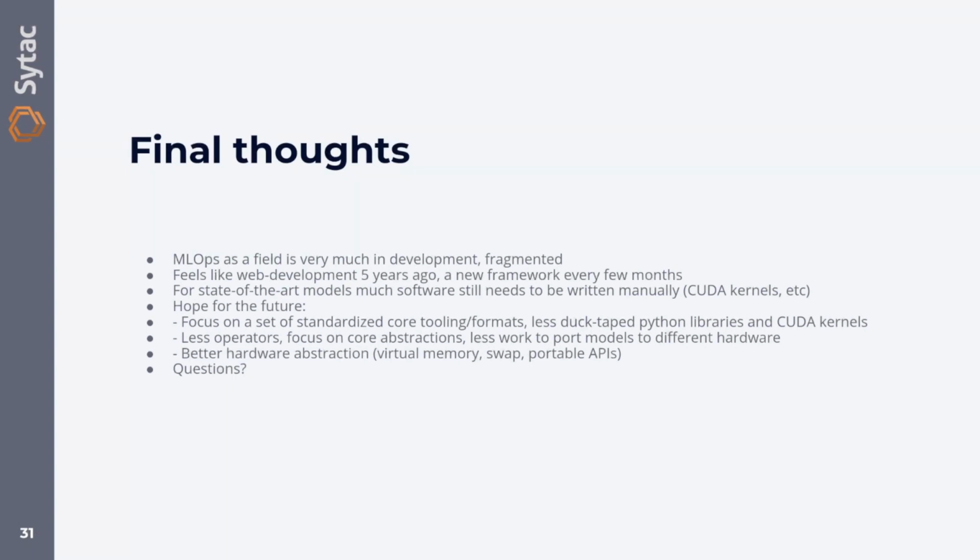Some final thoughts. So, you know, MLOps as a field is very much still in development, very fragmented. Like I said, it feels like web development 5 years ago, a new framework every few months. So a lot of the state-of-the-art models are still written manually with CUDA kernels, etc. Some general hope for the future is a focus on more standardized core tooling and core formats, and less spending my life working with duct tape Python libraries and CUDA kernels. And we need better hardware abstraction. So things like virtual memory swap, portable APIs.